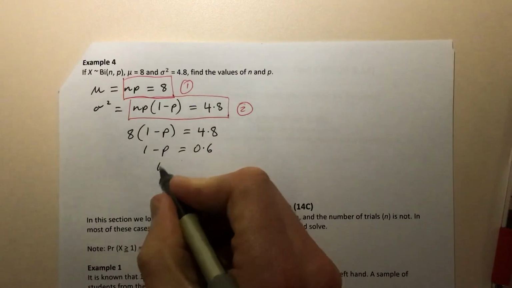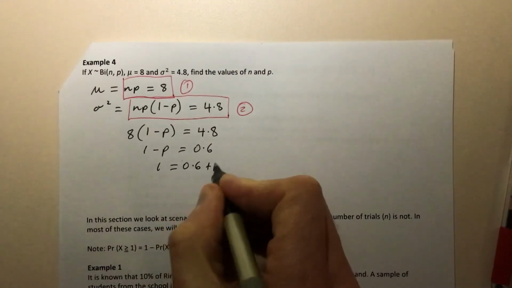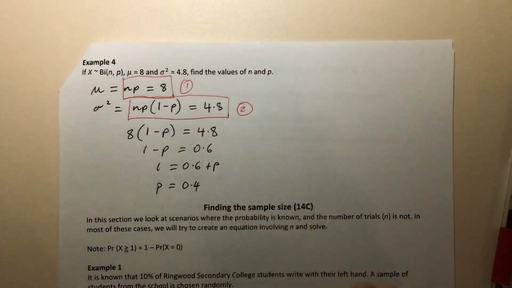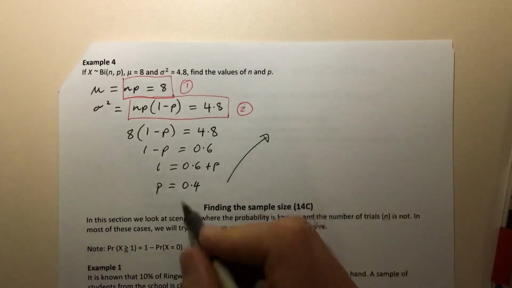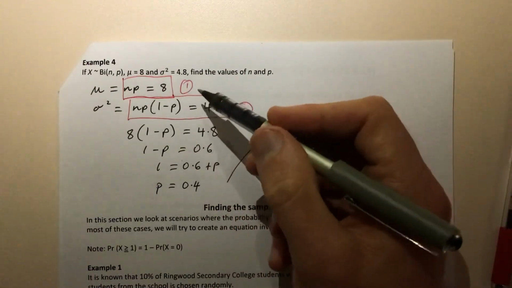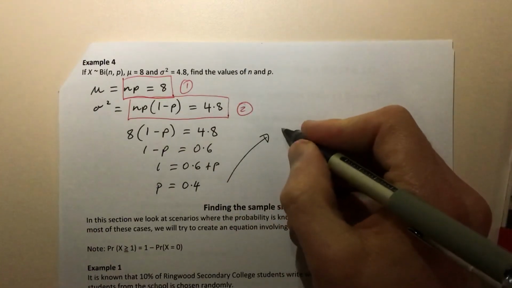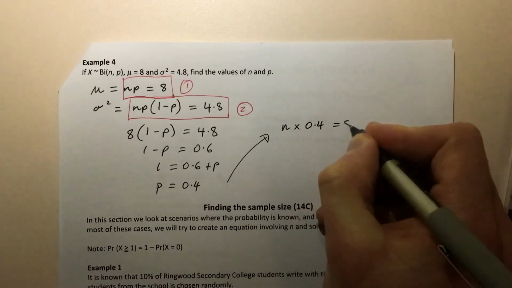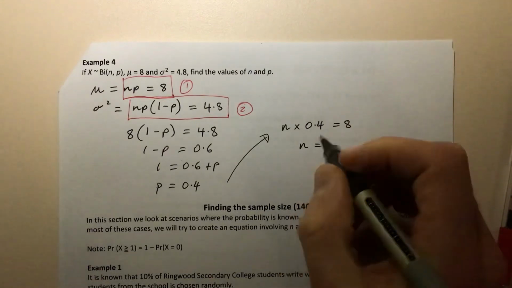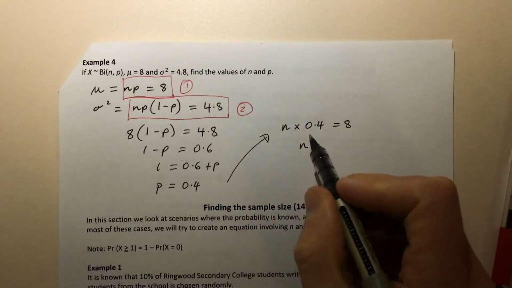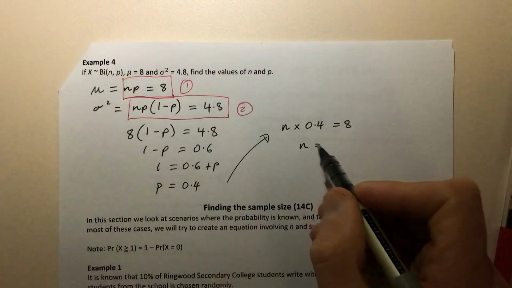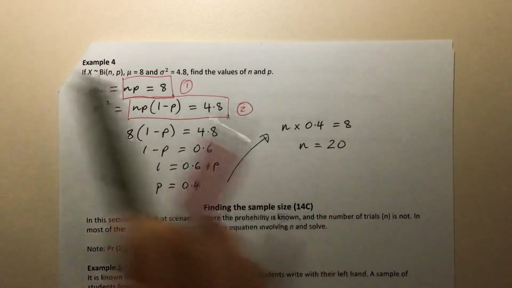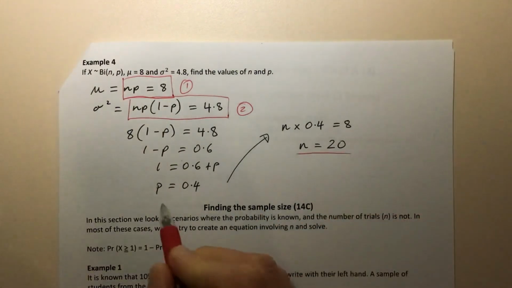And then I can add the p over and subtract the 0.6 and we get p equals 0.4. We can then sub that back into either equation, but it's going to be slightly easier to sub it into the first one. And we can say that n times p, so n times 0.4 equals 8. Therefore, n equals 8 divided by 0.4, same deal as before. 8 divided by 4 is 2, so 8 divided by 0.4 would be 20. Okay, so n is 20, p is 0.4.